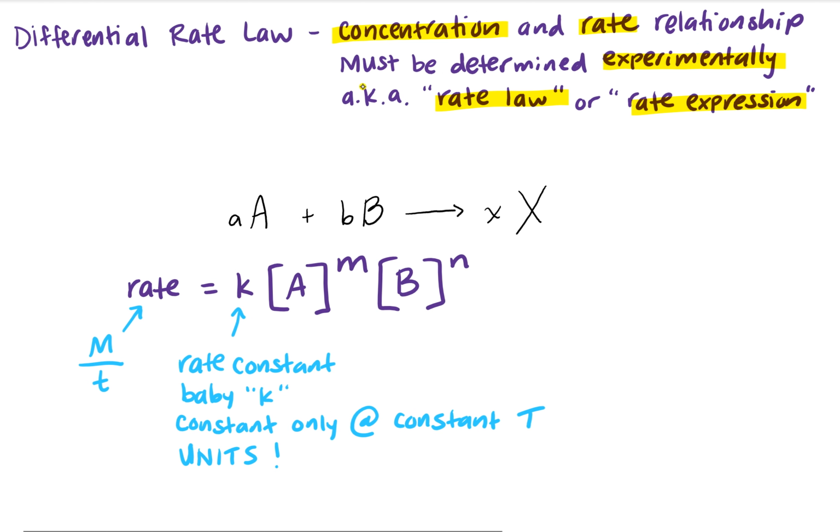You're going to have the concentration of A, your reactant. Square brackets, remember, represent concentration. And then raised to the power of m. And we repeat that for reactant B, but we raise that to the power of n.